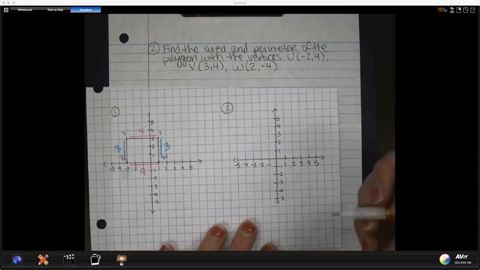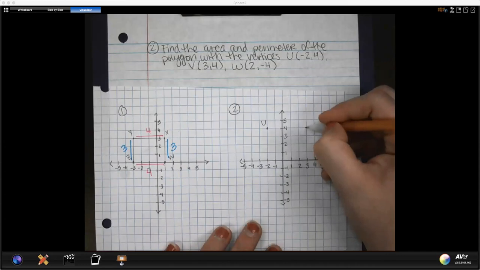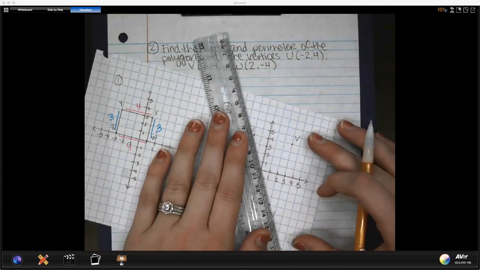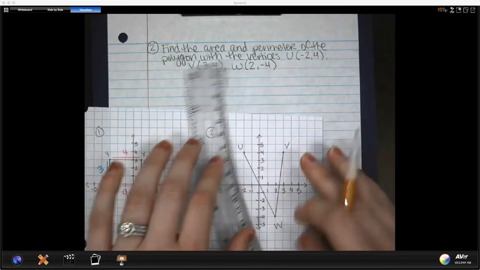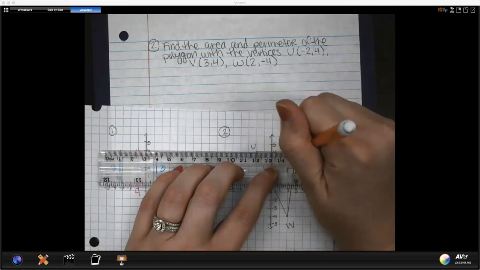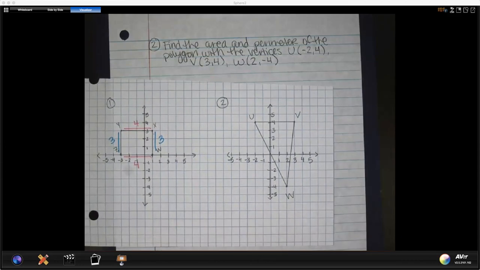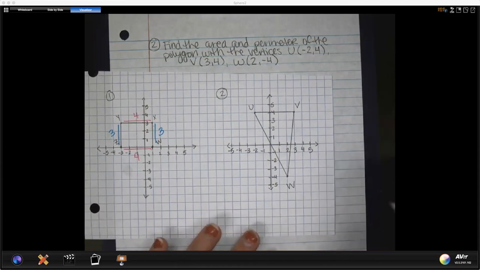Okay, so hopefully I had enough time to draw that one. Let me draw it here if you weren't sure. So -2, 4 is U. 3, 4 was V. And 2, -4 was W. With the amount of points you were given, it probably should have been clear what shape you were doing, but with the image, hopefully we can all see that we have a triangle. We all have that shape.